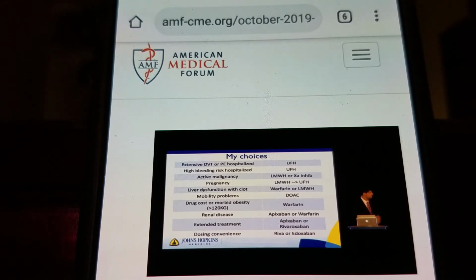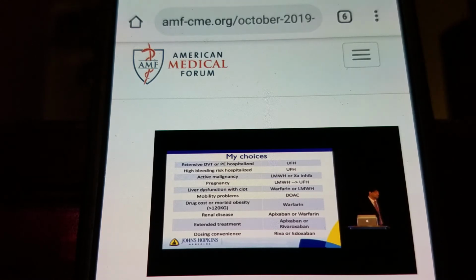But I like low molecular weight heparin for pregnant patients. None of the other drugs should be used in pregnancy. Warfarin can be used late in pregnancy, not with breastfeeding, but I just prefer keeping the patients on low molecular weight heparin throughout. It's just so much easier.